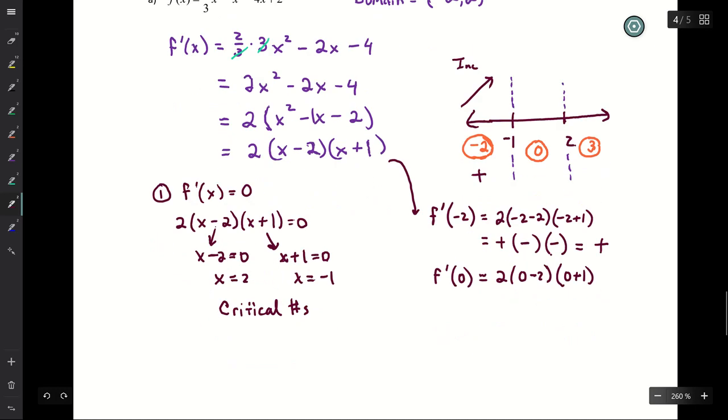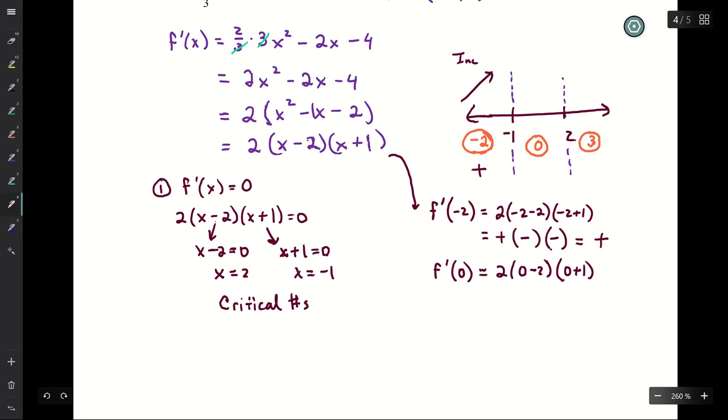And once again, we're only concerned about just the signs. So obviously 2 is positive. 0 minus 2 is going to be negative. And then 0 plus 1 is going to be positive. So we're multiplying a positive times a negative, that would be negative, and then a negative times a positive would be negative overall. So the sign of our derivative is negative. That indicates to me that I'm going downhill. I'm decreasing within that interval.